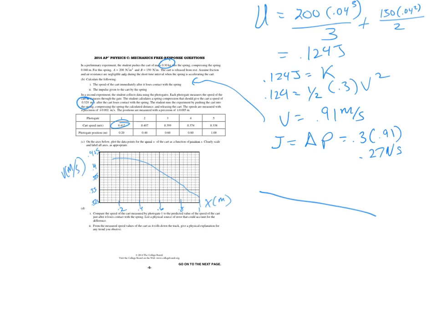They could have compressed it farther than they said they did. They could have had a sloped table, which gives an added potential energy. From the measured speed, the value of the cart as it rolls down the track, give a physical explanation for the reason the speed decreases.